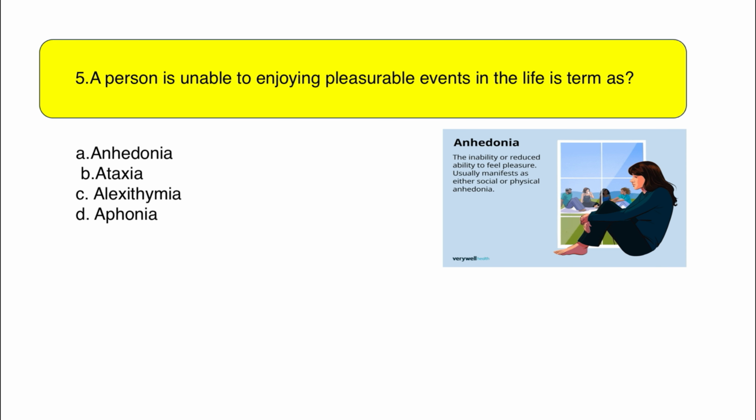A person unable to enjoy pleasurable events in life is termed as option A anhedonia, option B ataxia, option C alexithymia, and option D aphonia. The right answer is option A, anhedonia. Move on to the next question.